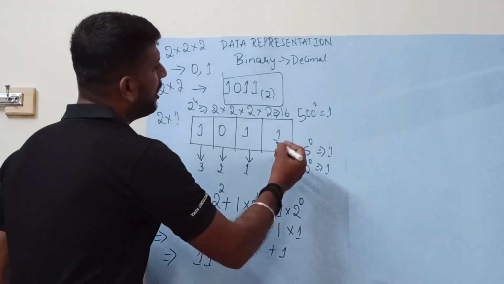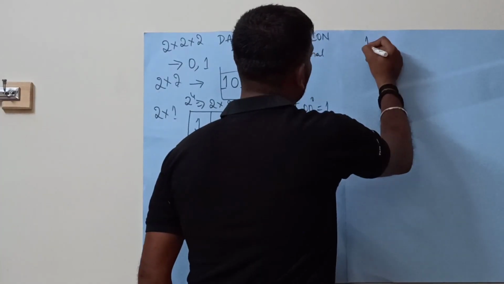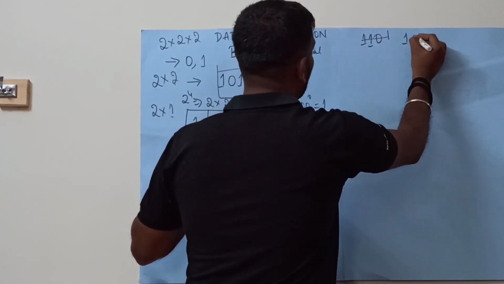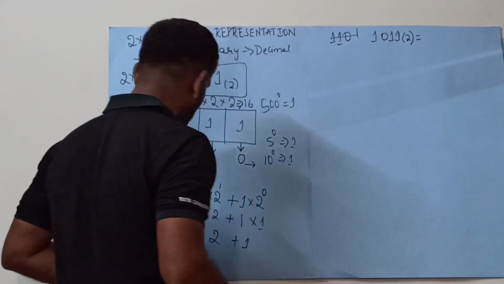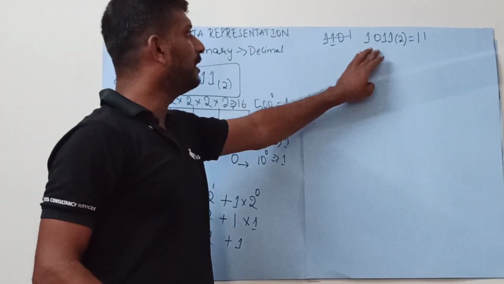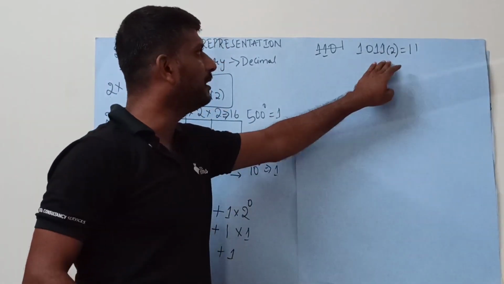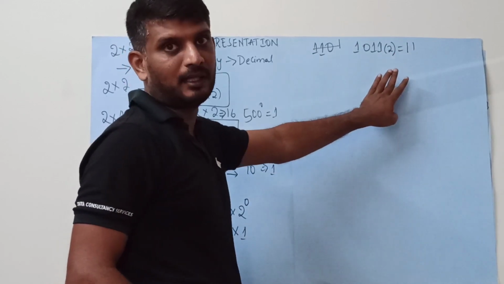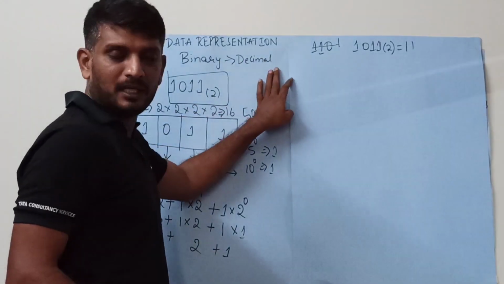So at the end, finally what I have to write is 1011 to the base 2 is equal to 11. Okay, if you convert the binary number 1011 to decimal, the value will be equal to 11. So this is how exactly you convert a binary number to decimal form.